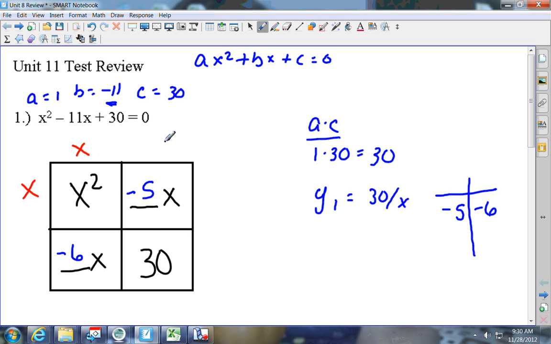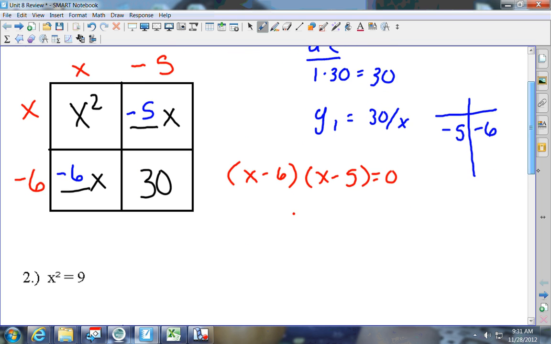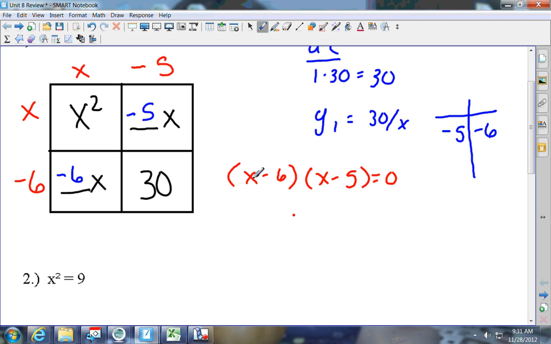Then you have x times what gives you negative 5x? Negative 5. X times what gives you negative 6x? Negative 6. So the factors, not the solutions, the factors are x minus 6 times x minus 5 equals 0. That is factored form. To find your solutions, you have to take these and set them equal to 0.